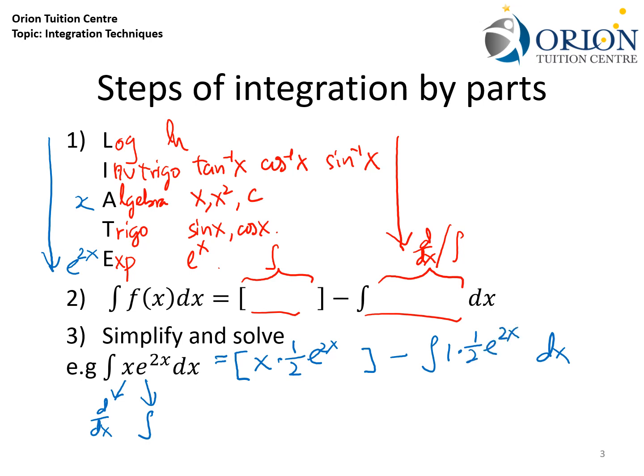Now in the first bracket, there is nothing much we can do. It is just this term. But in the second expression, we will still have to perform another integration. But now this term over here is very easy for us to integrate. It is just a simple exponential term. And therefore, we can solve this integral to become half x e to the power of 2x minus 1/4 e to the power of 2x plus c.